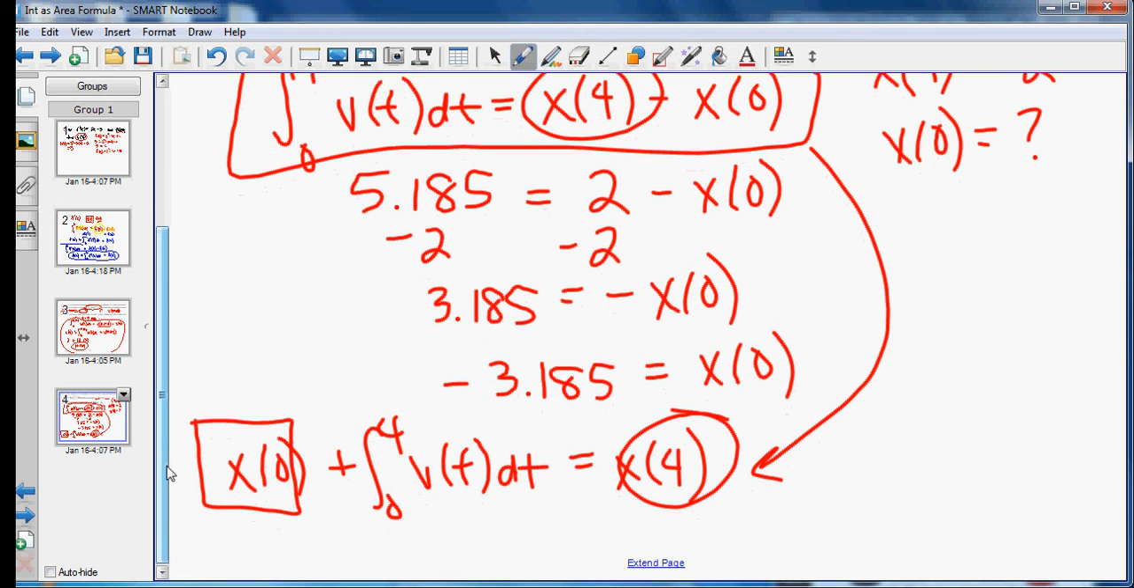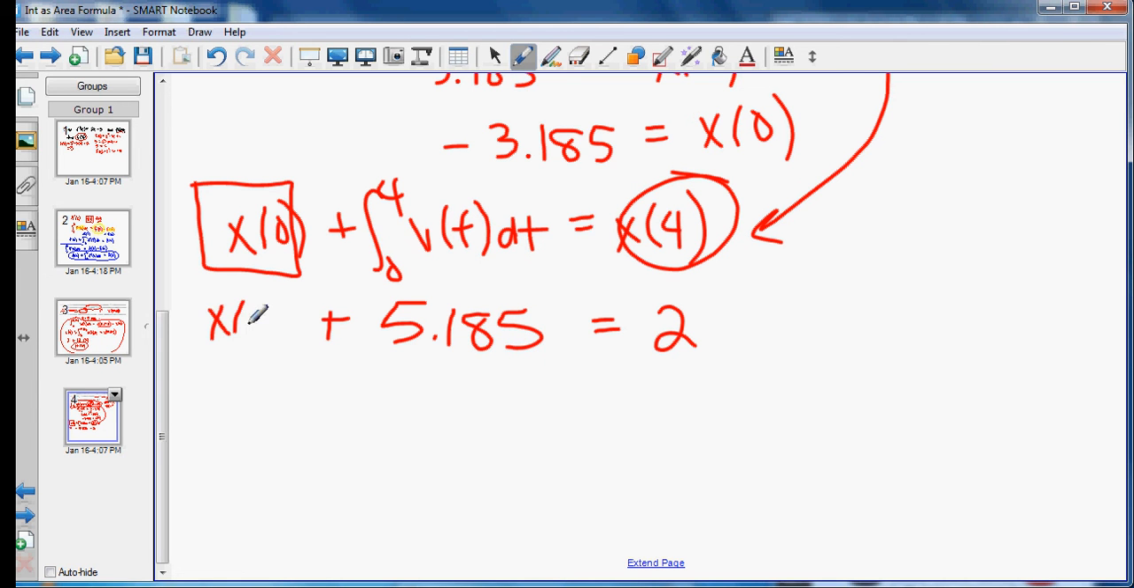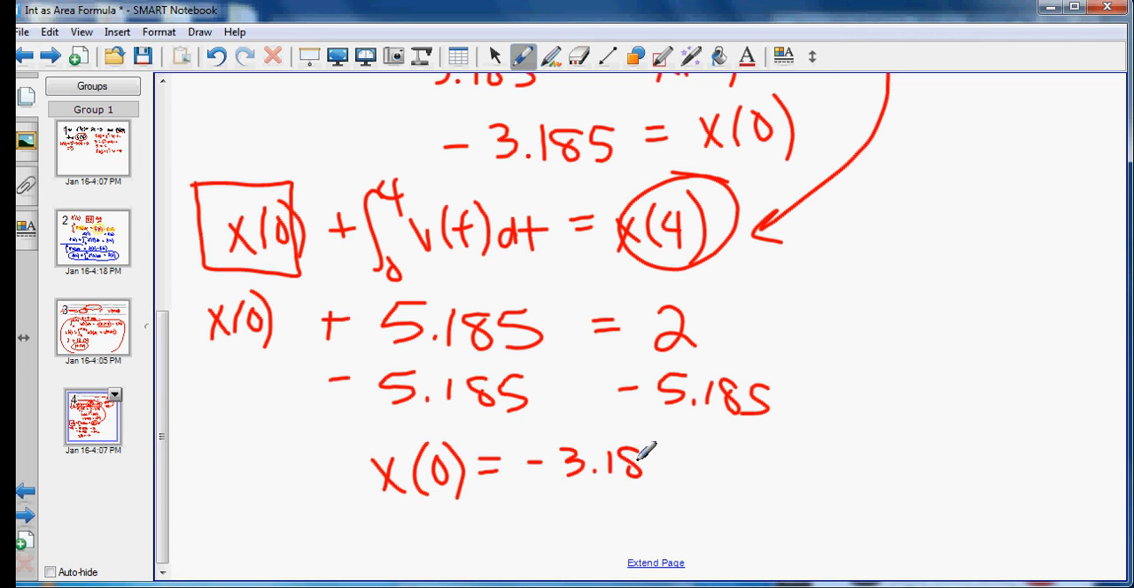So what was different was we knew x of 4 was equal to 2. We found this equation, or the value of this integral in the calculator. It was actually x of 0 that we'd have to solve for. Now that still works completely. You just have to be careful in paying attention to which point they gave you and which one you're looking for. And we get the exact same answer this way. We subtract 5.185. We get x of 0 equals negative 3.185.